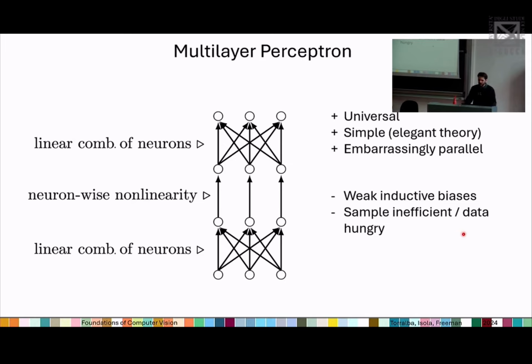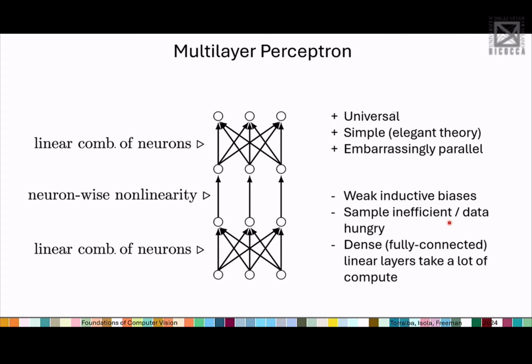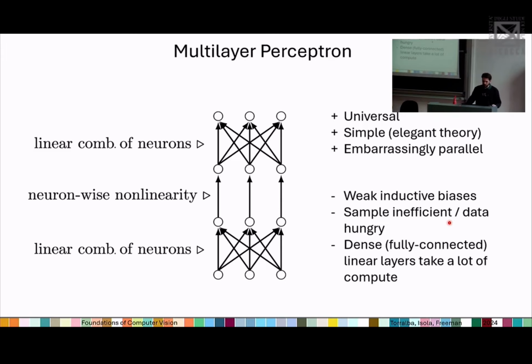Therefore, it's very sample inefficient and data hungry, because even learning a cubic function as a sum of ReLUs can be done. That's the universal approximation theorem, but it takes lots and lots of neurons. And dense, which means a fully connected multi-layer perceptron, takes a lot of time to compute, or resources.